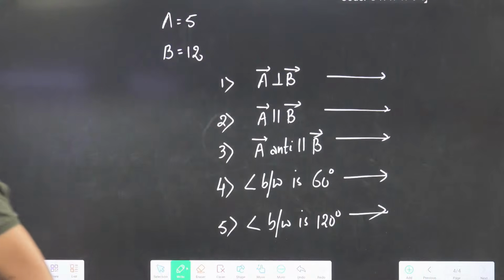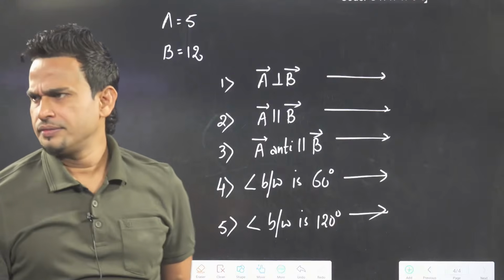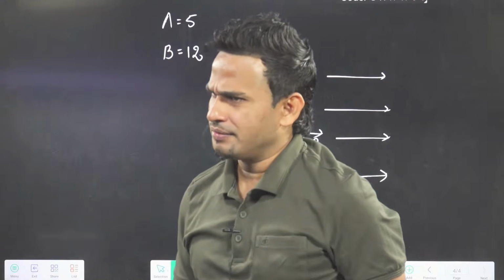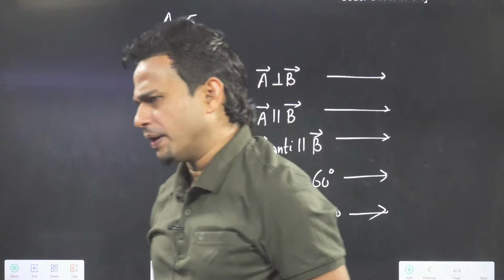So first one will come 13, second one will come 17, third one will come 7. Everyone is getting, no problem, very good.